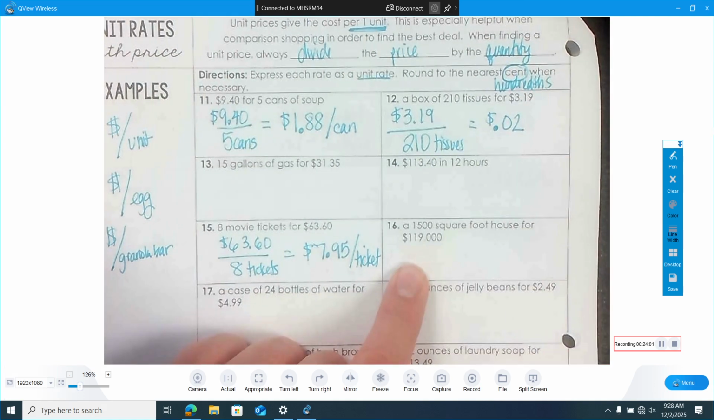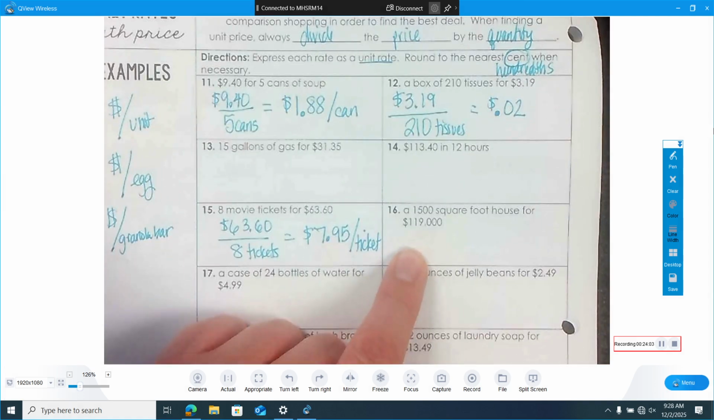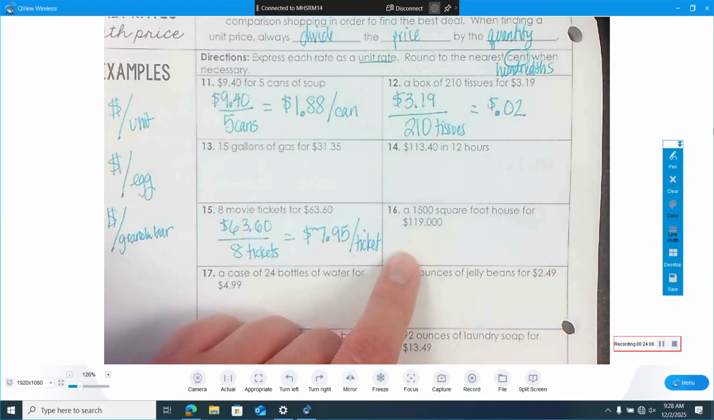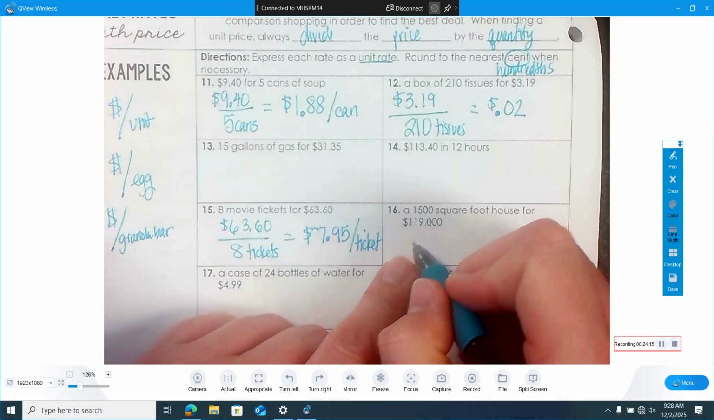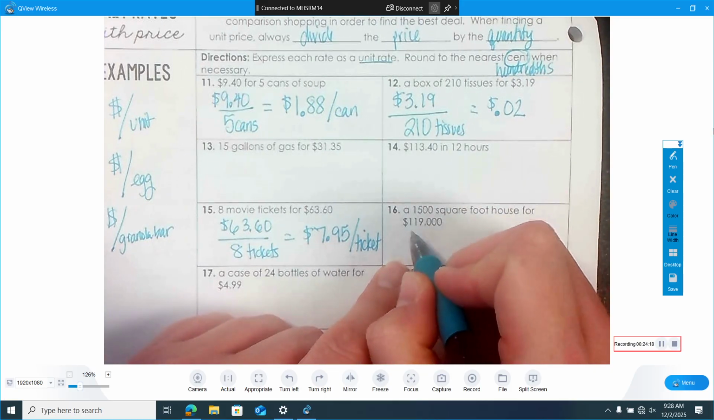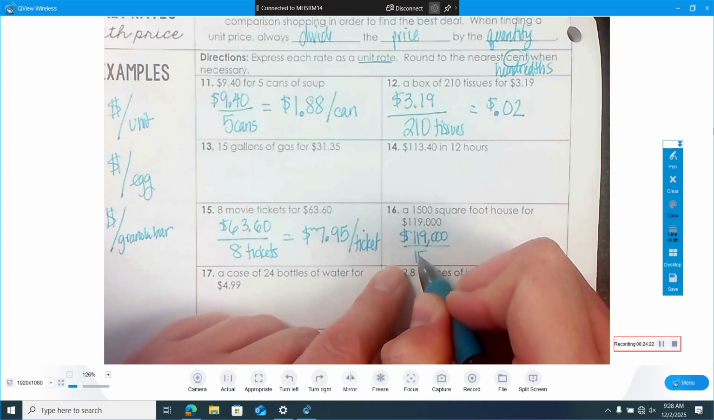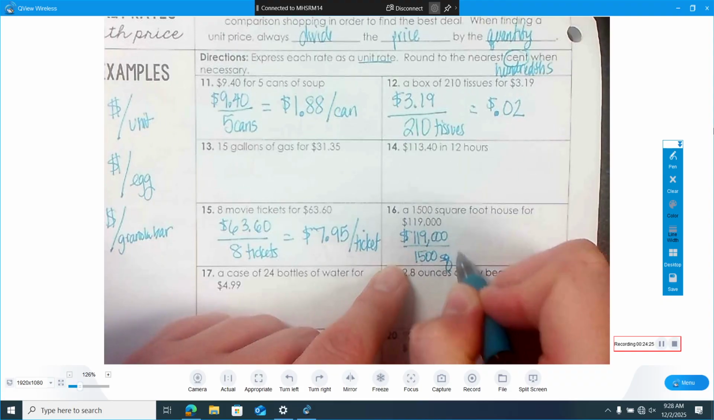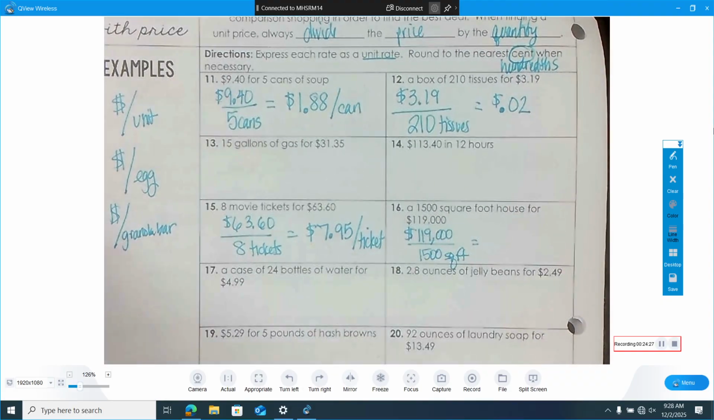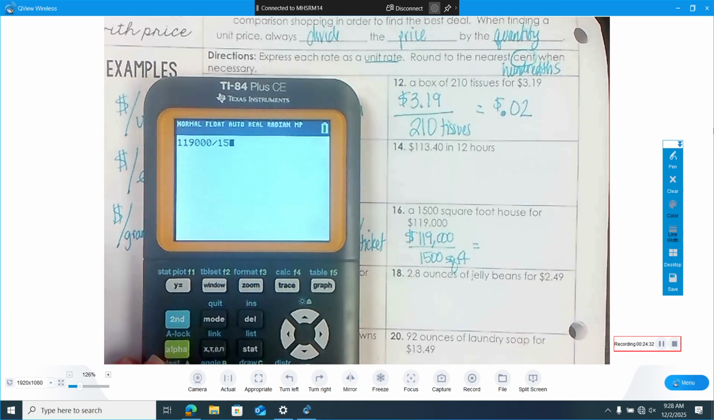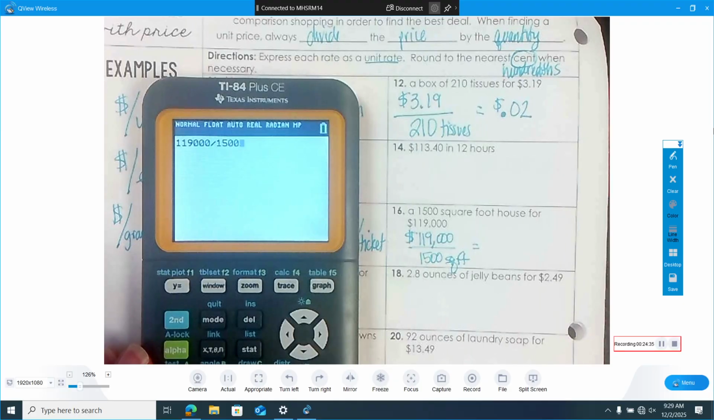This is a really good one. Let's do 16. I love this. I think about this all the time. We have a 1,500 square foot house for $119,000. How should we divide these numbers? What goes on top? Money goes on top. So $119,000 divided by 1,500 square feet.